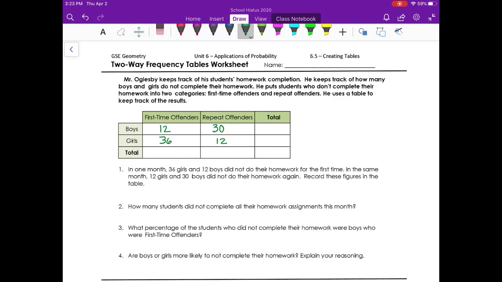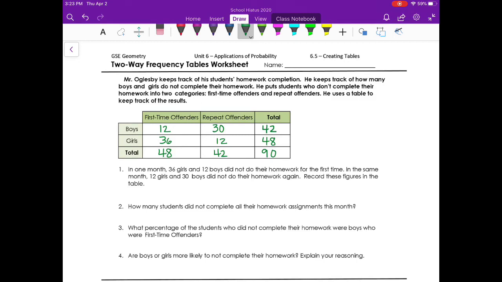Next, it says how many students did not complete their homework assignments this month. So we're looking for the total number of students in all categories so that we can find the total number of students in the table. 30 plus 12 is 42. 36 plus 12 is 48. So we have a total of 90 students.